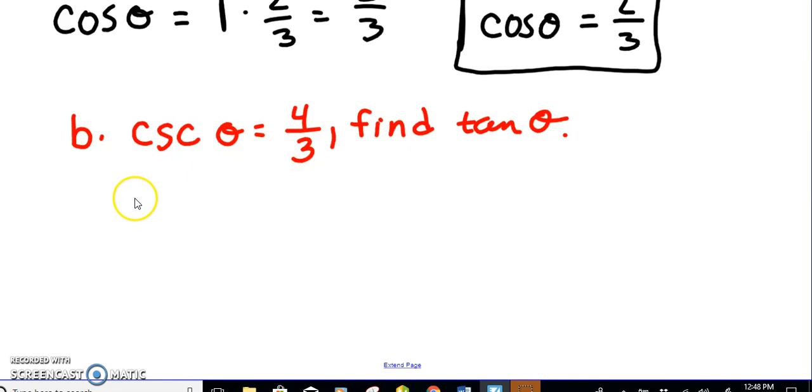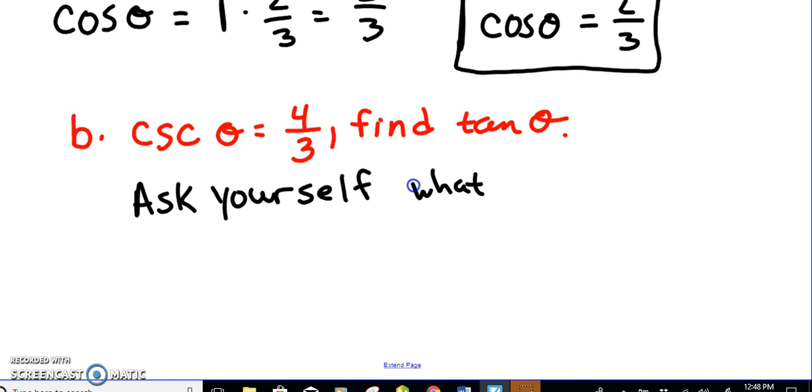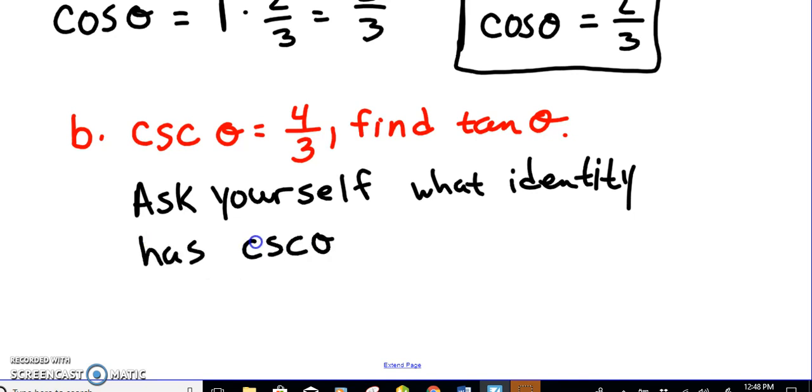So here's what you need to ask yourself. Oh, I spelled self wrong. How do you do that? I did it all by myself. All right, so you ask yourself, what identity has cosecant theta and tangent theta?